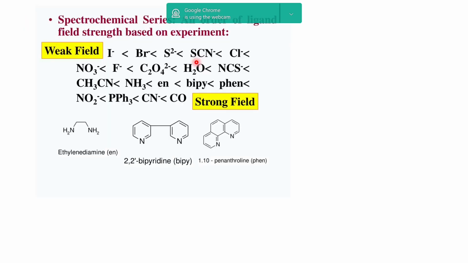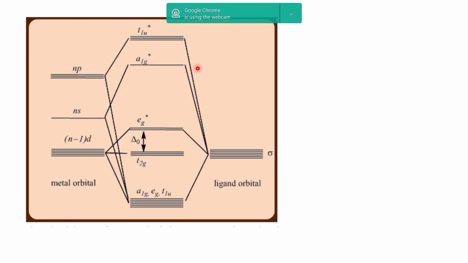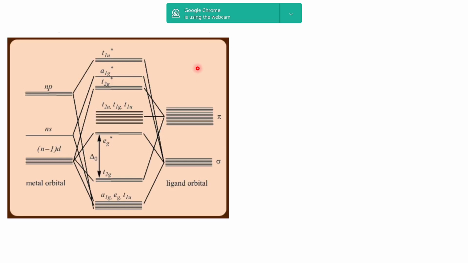But whenever the field strength of the ligand is increasing, the field strength essentially means the interaction of the ligands with the metal. Whenever that interaction is getting much stronger, then the splitting becomes much larger, which means that this Eg star is now becoming much more antibonding in nature. So it does not like electrons coming here, so there won't be any electrons coming here. Electrons will be filling here.